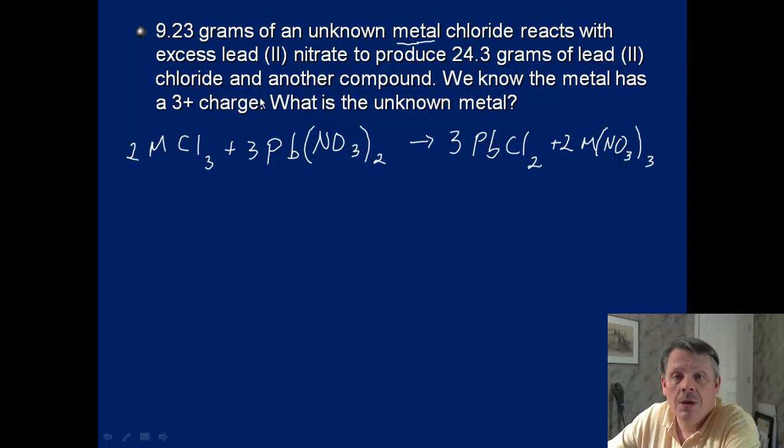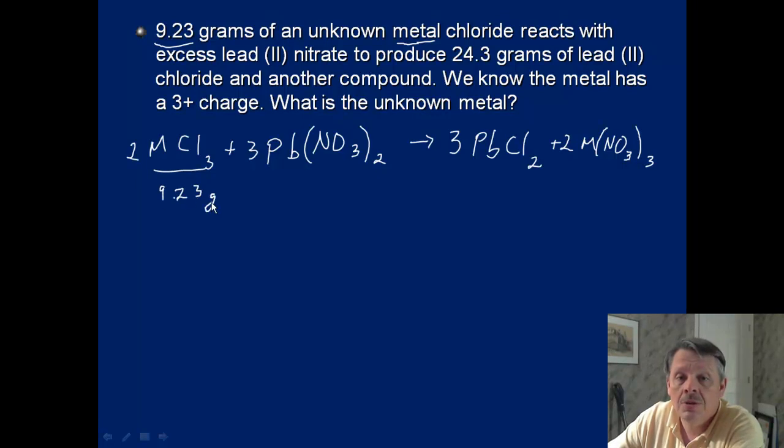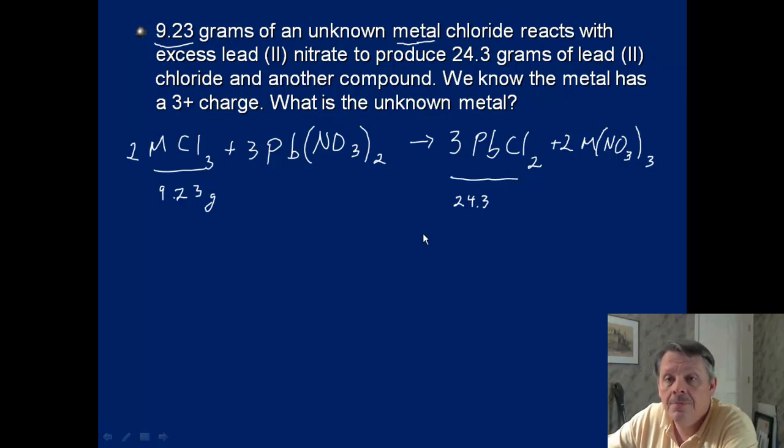Now, what do I know? Well, I've got 9.23 grams of my unknown metal chloride, so I'm going to end up with 9.23 grams of this stuff. And I also know that I have 24.3 grams of lead chloride, lead 2 chloride. Right? And I'm trying to figure out what my metal is. That's what I'm trying to figure out over here. Make sure we understand that's a 2. Okay, so how do we do that?